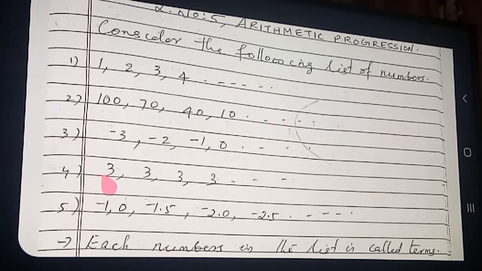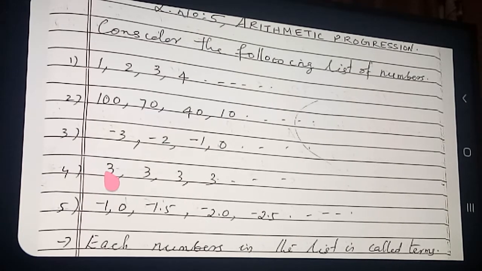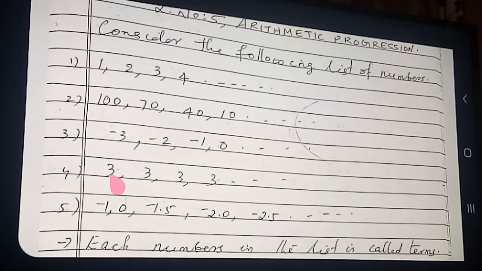Here, what was done? In the fourth sequence you see 3, 3, 3. What is added here? 0 is added. 3 plus 0, 3 plus 0, 3 plus 0. Here, minus 1.0, minus 1.5. What was done? Minus 0.5 added. So minus 1.0 plus minus 0.5, and minus 0.5 added each time. Okay.